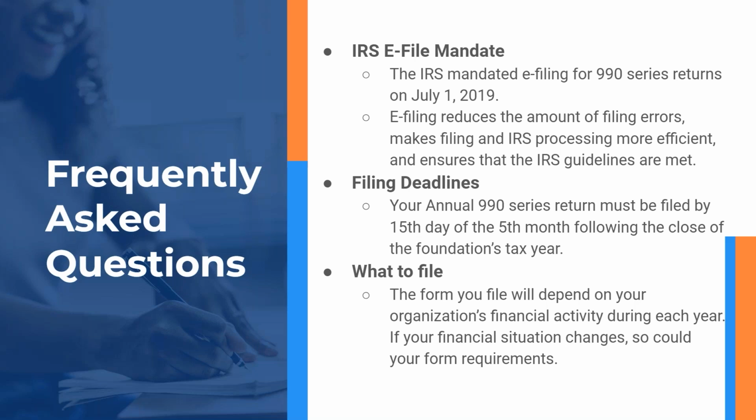Another really big question we get is the filing deadline. So the annual 990 series return must be filed by the 15th day of the 5th month following the close of the foundation's tax year. So if your tax year ends on December 31st, for example, if you operate on a calendar tax year, and it begins on January 1st and ends on December 31st, then the deadline is May 15th. So May is 5 months after December, and the deadline is always on the 15th day of that 5th month.